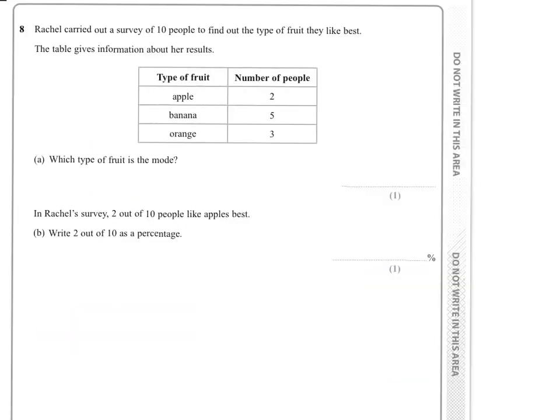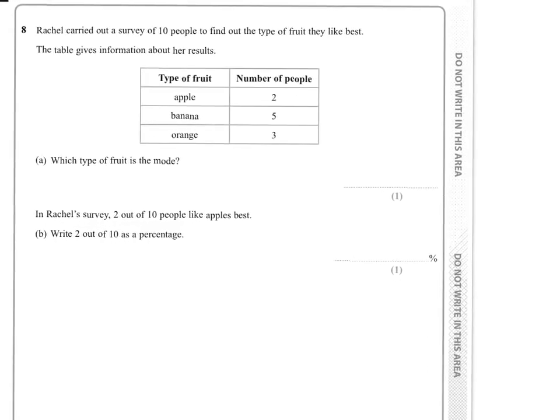Question 8. Rachel carried out a survey of 10 people to find out the type of fruit they like best. The table gives the information about her results, and it says, which type of fruit is the mode? Well, mode, or the word modal, means the most popular, the one that happens the most. So in this case it was banana.